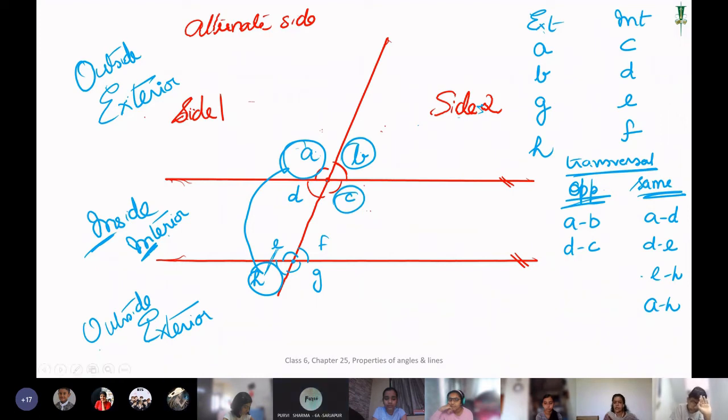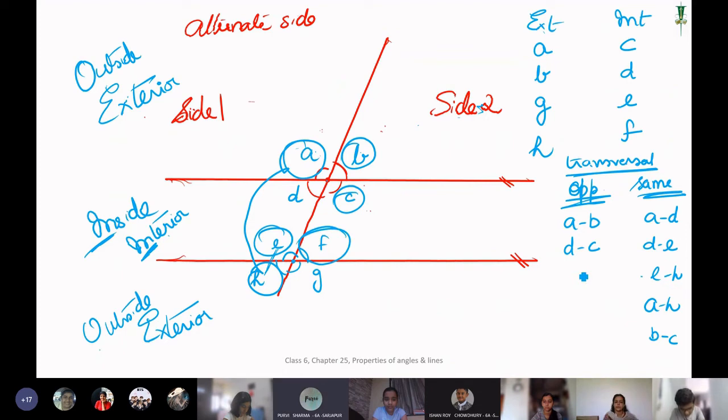So it doesn't matter which side it is when they are on the same side. It doesn't matter whether it's on the left side or the right side. When they are on the same side, we will simply say they are on the same side. Now, E and F, which side are they?